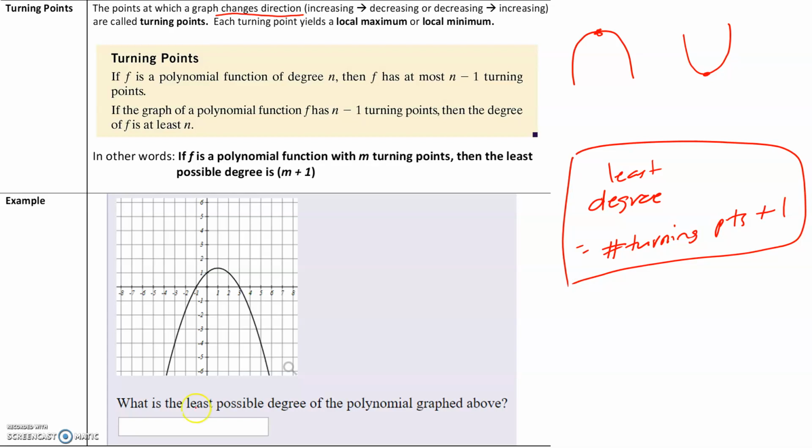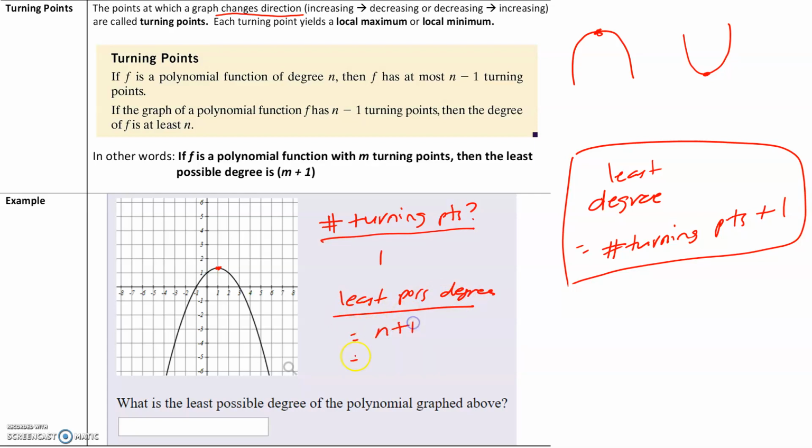So in this case, what is the least possible degree of the polynomial graph? So I'm going to ask myself, what is the number of turning points? In this case, I only have one turning point. So the least possible degree is going to be 1 plus 1, or 2. Which kind of makes sense, right? This is the shape of a quadratic, so it has a degree 2. But the reason it says least possible degree is because x to the 4th, x to the 6th, those will all have the same basic shape. But the least possible degree is going to be 2.